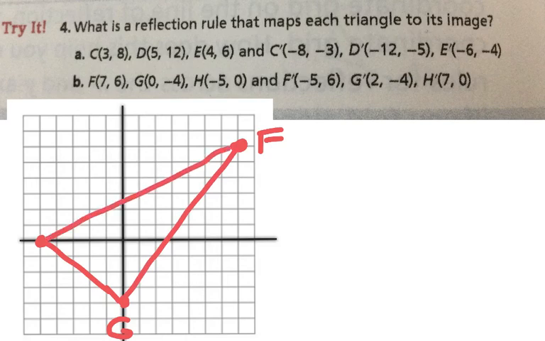So there's my original. And now then my reflection. Sorry, I need to label that last point. That's H. F prime is at -5. 1, 2, 3, 4, 5, 6. So that means right here, this is F prime. G prime is at 2, -4, which would be here. This is G prime. And H is at 7, 0. So this would be H prime.